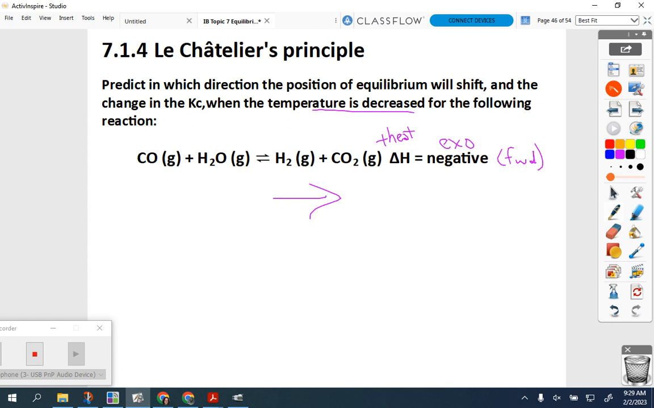Yes, negative delta H is exothermic. Yep. Positive is endothermic. Yep. And again, we're assuming this is for the forward reaction unless we're told otherwise. Okay.